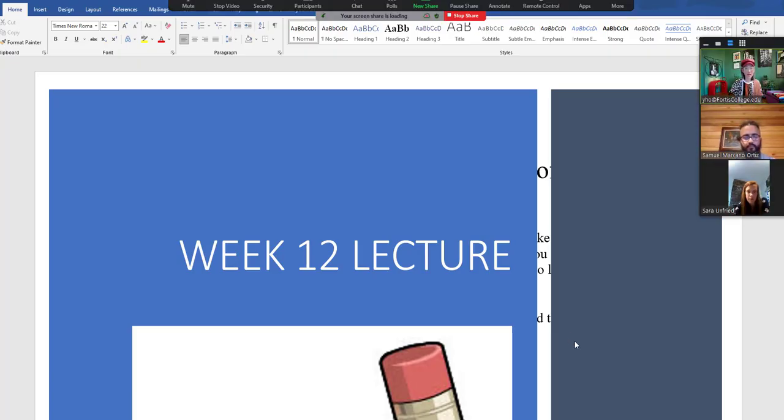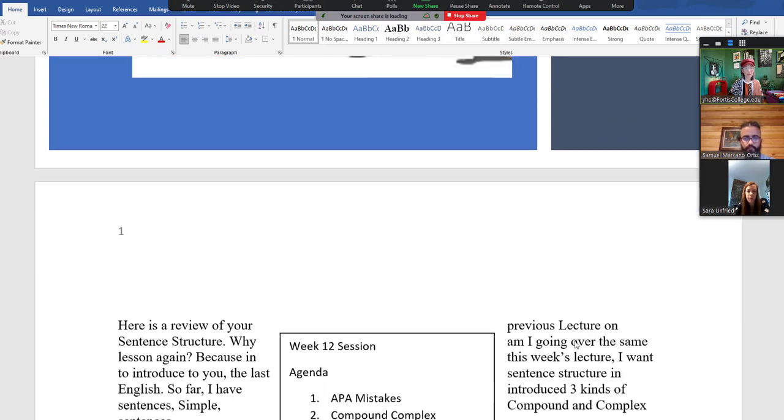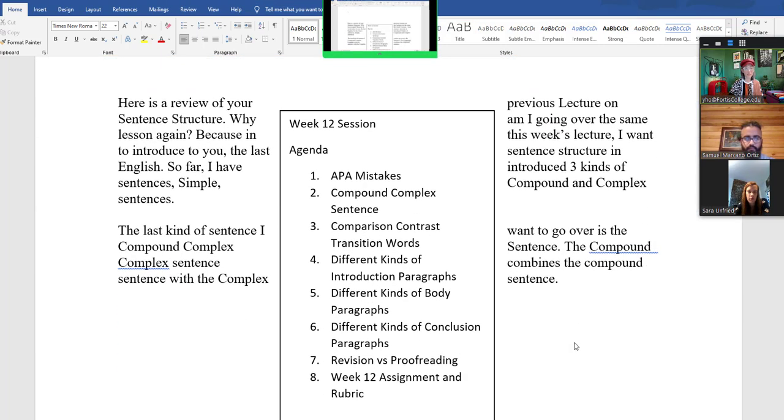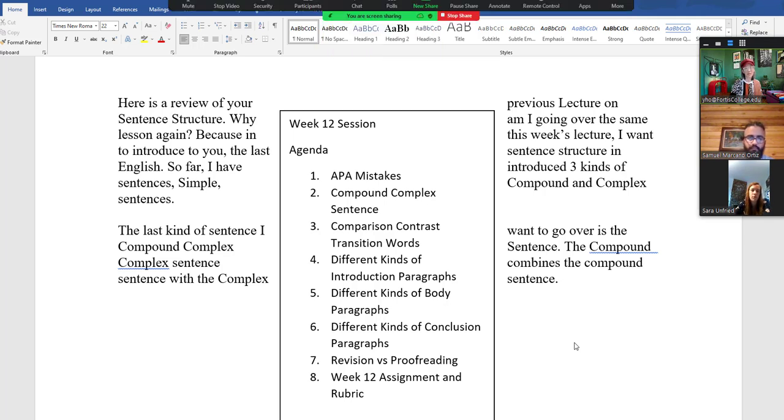So here we have today's lecture. We're going to be reviewing APA mistakes that people have made, compound complex sentences, comparison and contrast, transition words, different kinds of introduction paragraphs, different kinds of body paragraphs, and different kinds of conclusions. Then we're going to do revision versus proofreading.